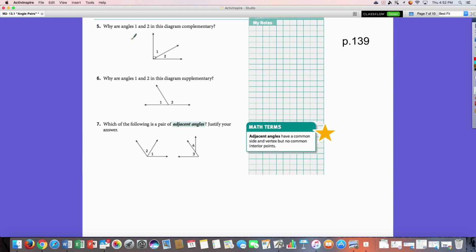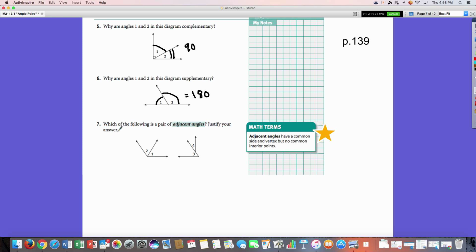It says, why are angles 1 and 2 in this diagram complementary? Well, they're complementary because this plus this equals 90 degrees. Why are angles 1 and 2 in this diagram supplementary? Because angle 1 and angle 2 equal 180 degrees.